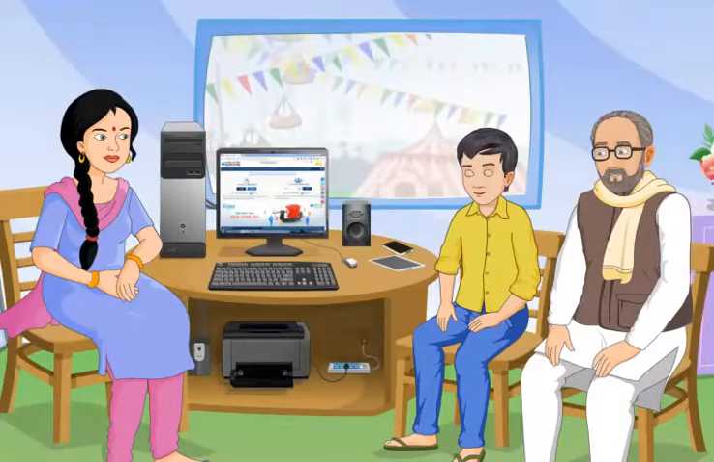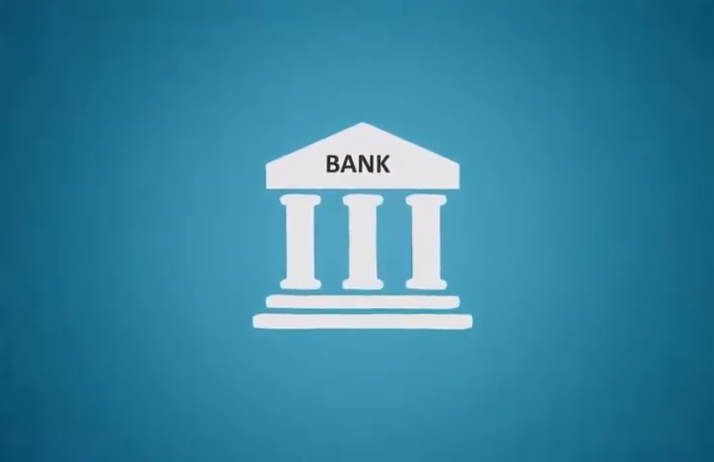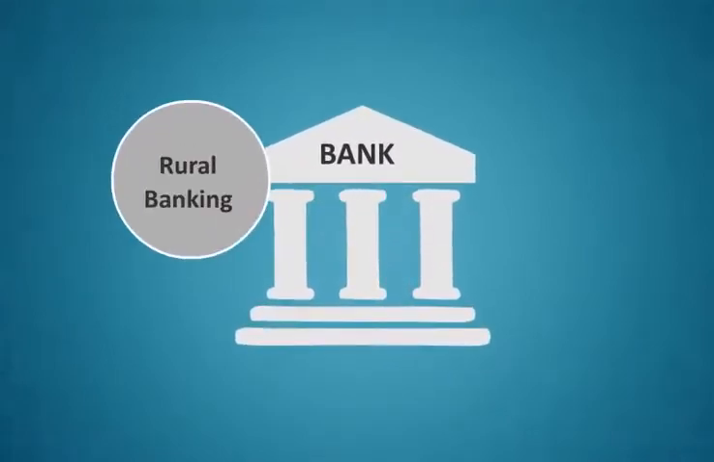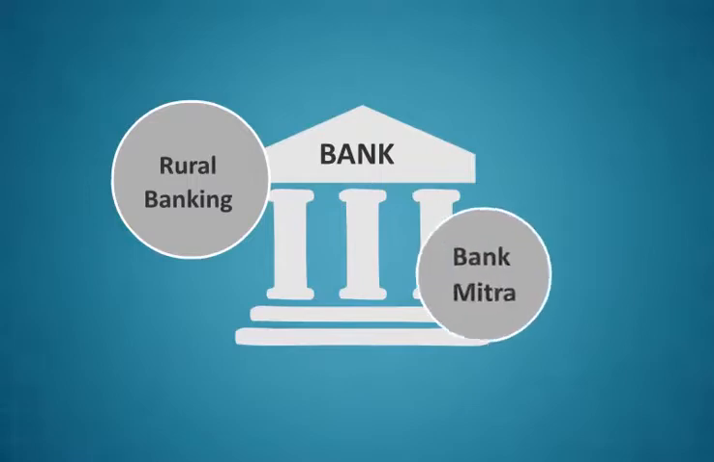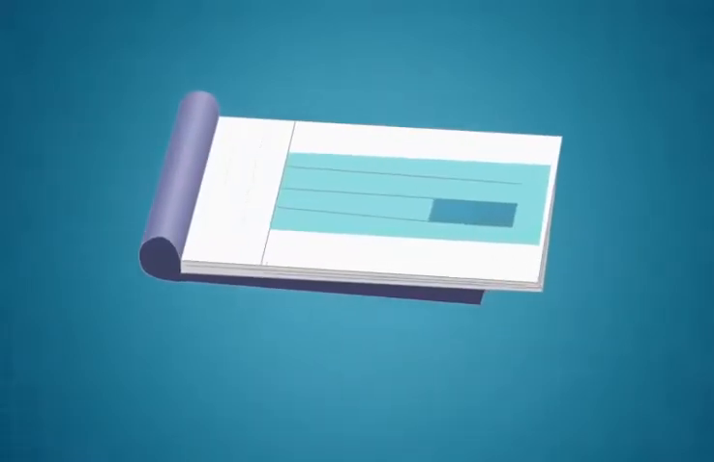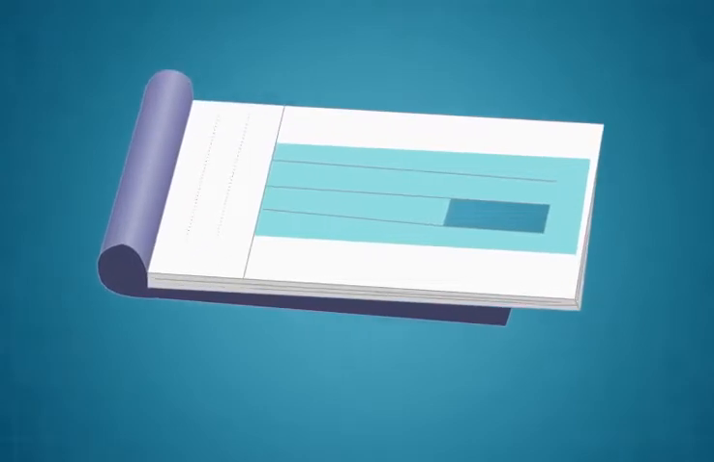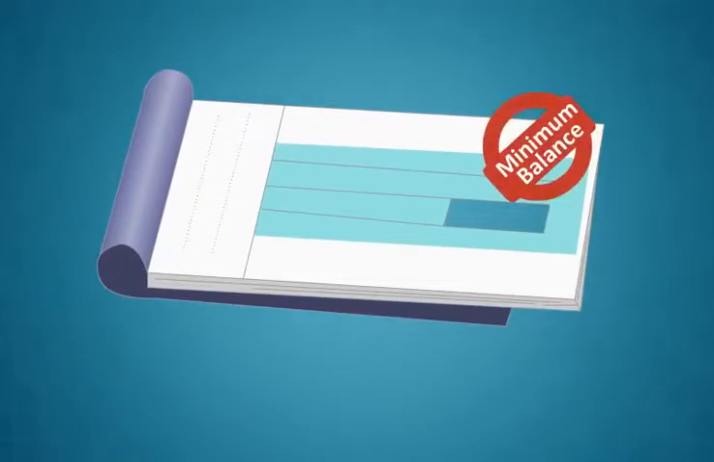From which bank can we avail this service? For this, one can open an account in any bank branch or business correspondent or Bank Mitra outlet with zero balance. However, if the account holder wishes to get a checkbook, he or she will have to fulfill minimum balance criteria.